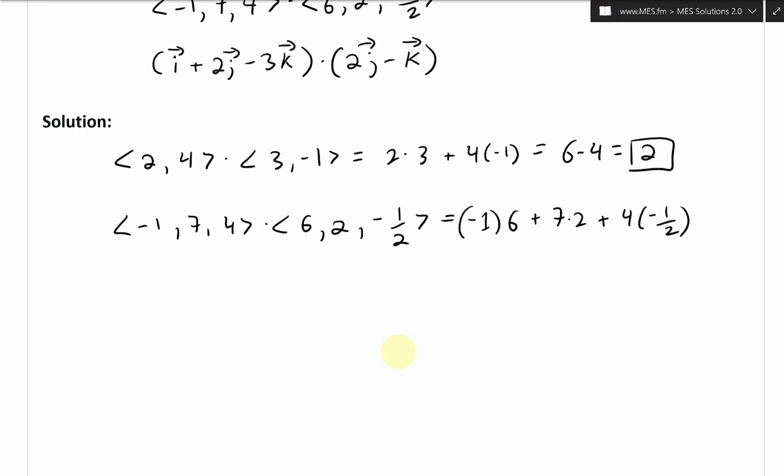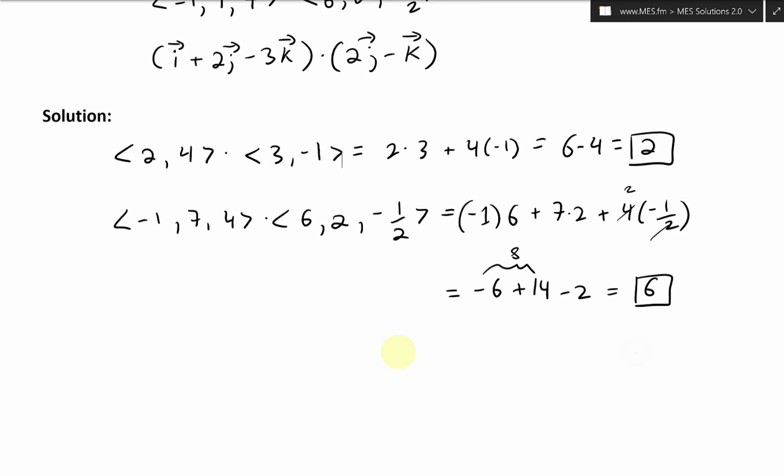Let's add all these together. So this equals -6 plus 14. Then 4 divided by 2 is 2, and then -1, so -2. Or you could just look at this together: -6 plus 14, or 14 minus 6, is 8. 8 minus 2 is equal to 6. All right, that's pretty epic.